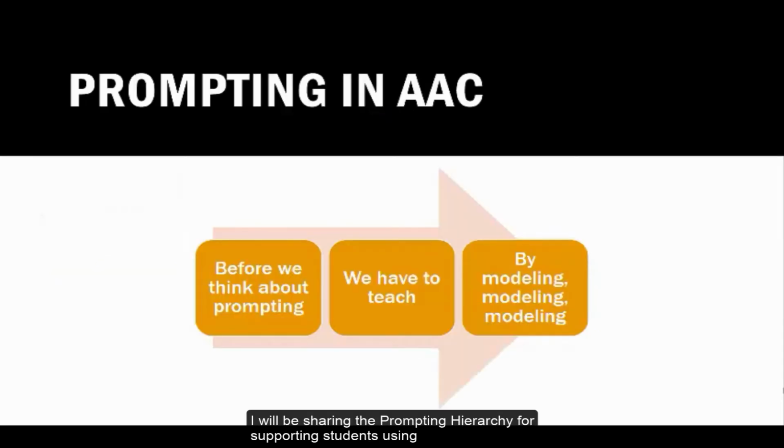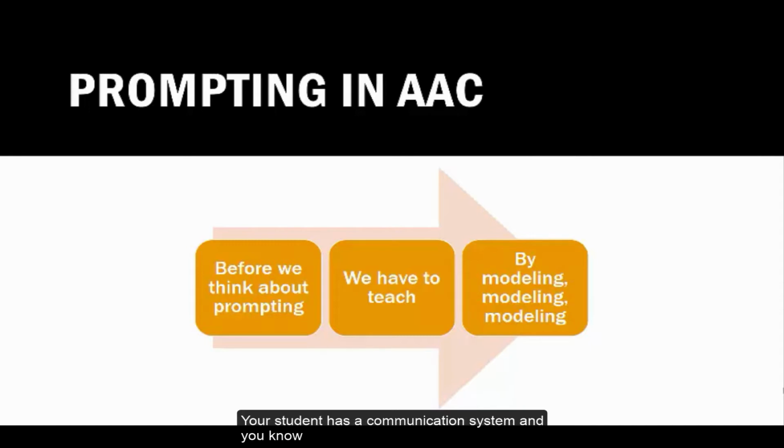I will be sharing the prompting hierarchy for supporting students using AAC, or Augmentative Alternative Communication Systems, as their means of communication. Whether it is a communication board, a multiple message voice output device like a GoTalk, a communication app on an iPad, or a high-tech dedicated communication device.